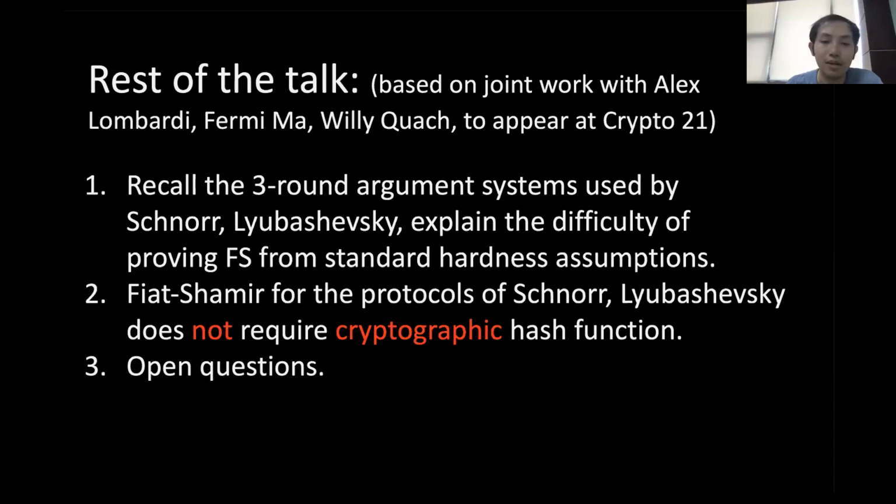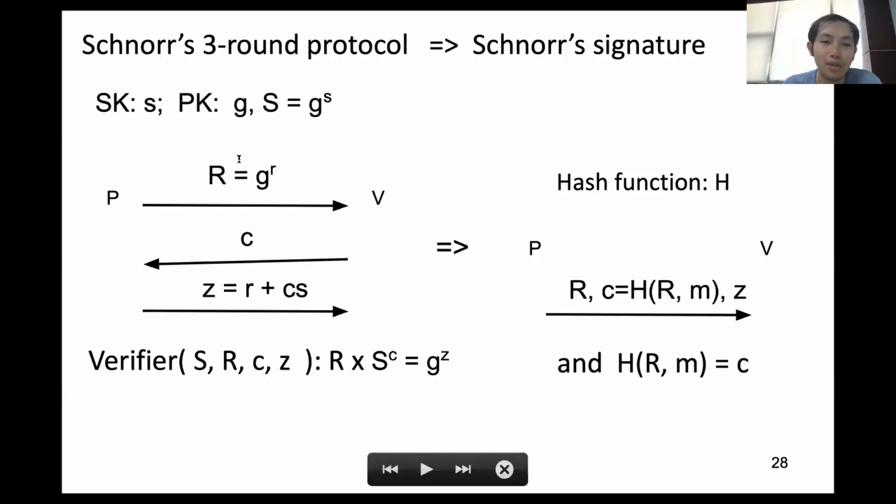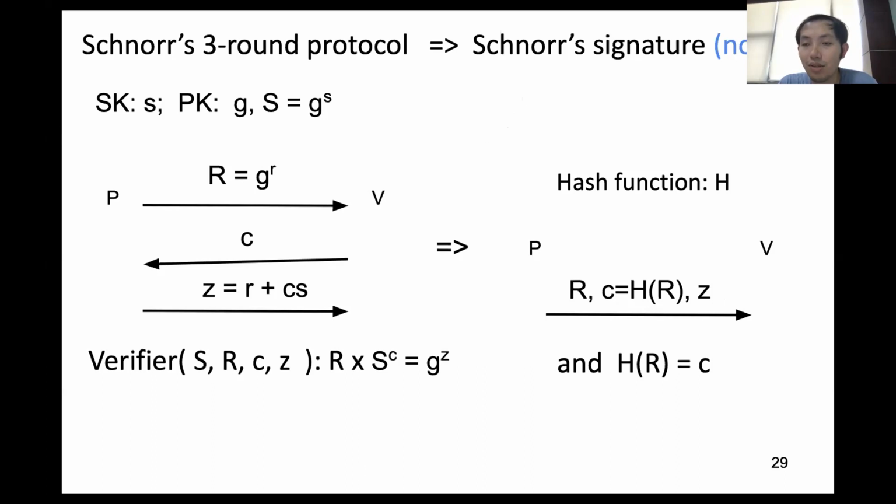Okay, so let me recall Schnorr's protocol again. We have seen that Schnorr's protocol has the structure R, C, and Z. Right now, let me tell you about the difficulty of analyzing Fiat-Shamir. To make our life simpler, let's think about Fiat-Shamir for Schnorr's signature without a message. In some sense, proving soundness without thinking about the message is already contrived enough, and it will show us the barrier to tackling this problem.